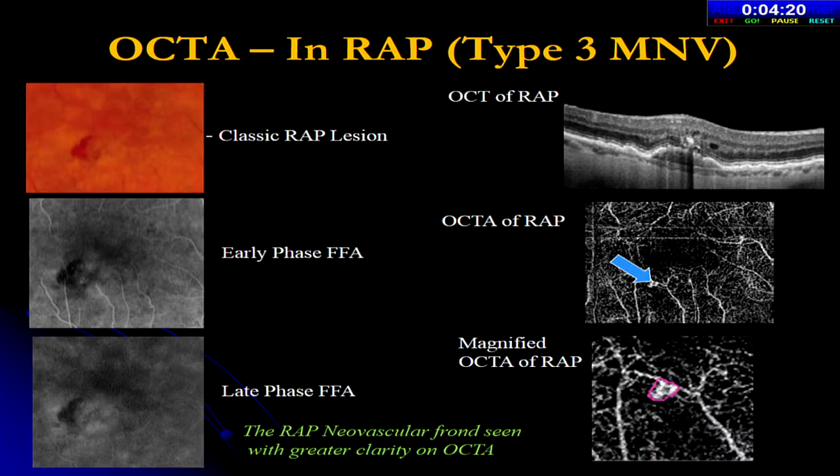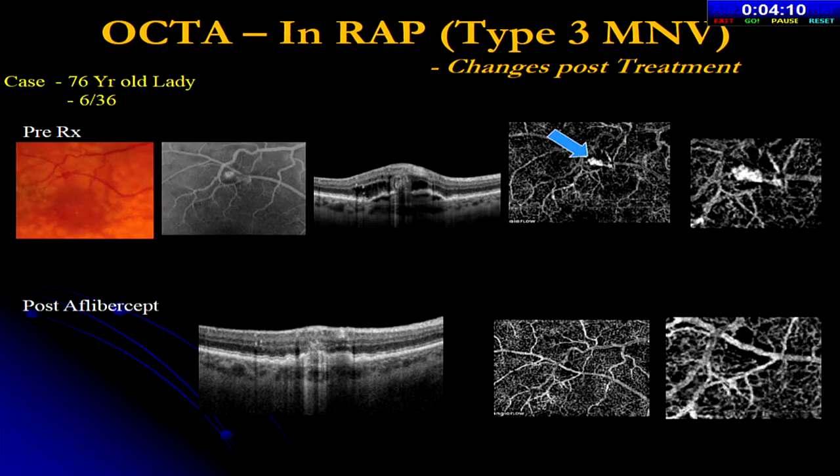So OCTA is also very useful in RAP lesions, as you can see here. This is OCTA for a RAP lesion, and you can see the magnified OCTA, and these actually look better than what you see on the FFA. Another case of a RAP, you can follow it post-treatment. You can see that neovascular network just melting away post-aflibercept. So it's a very good tool for monitoring treatment too.